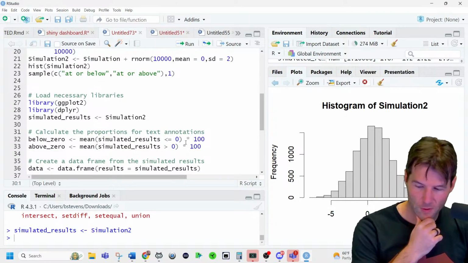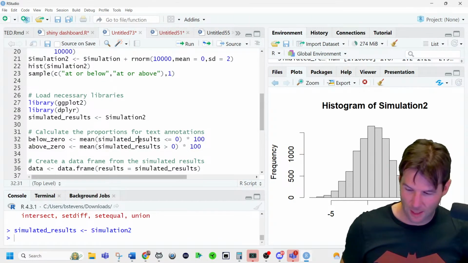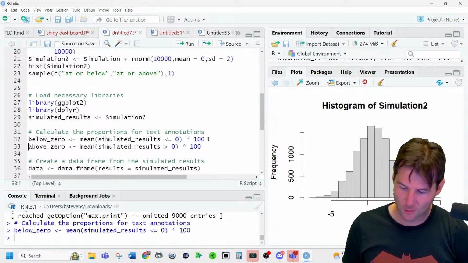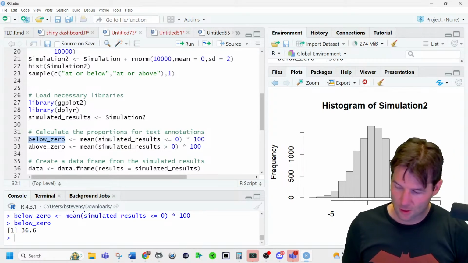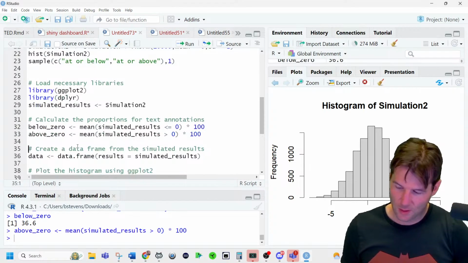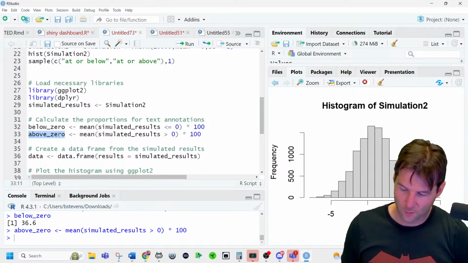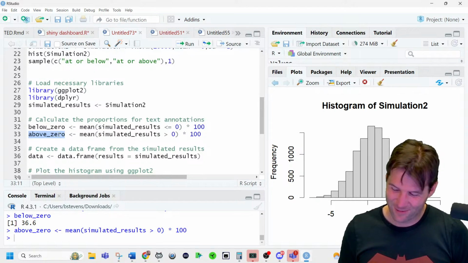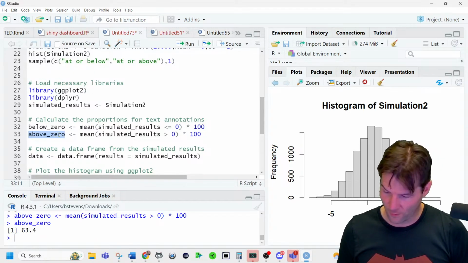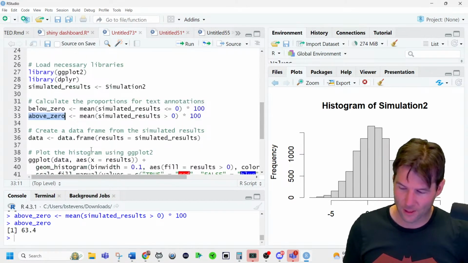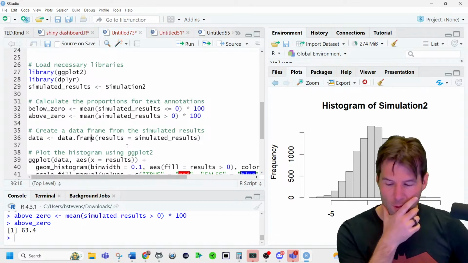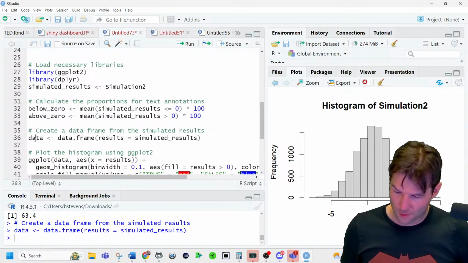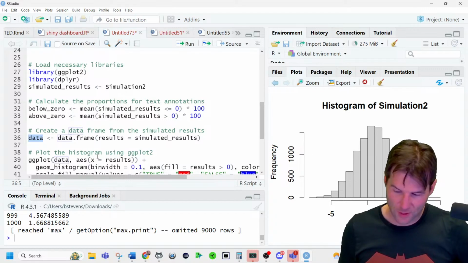Now it's finding out the percent that are at or below 0 by taking how many simulated results there are, doing a logical check to see at or below 0, times it by 100 to turn to a percent. There's the percent below 0, 36.6. And here's the percent above 0, 40. Oh my gosh, what's wrong with my mind? 63.4. There we go. I can subtract from 100. And then making a data frame of the results, just storing it there as a data frame with the vector inside of it.